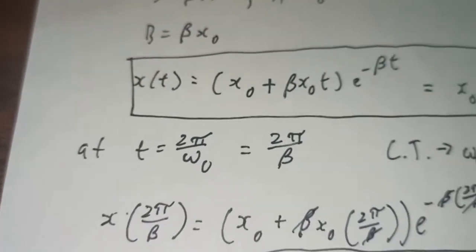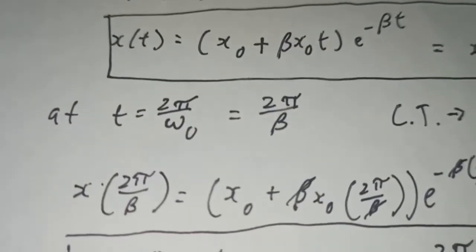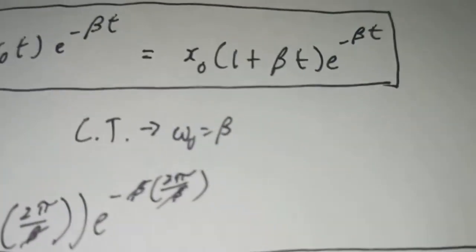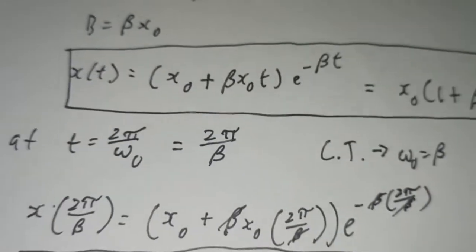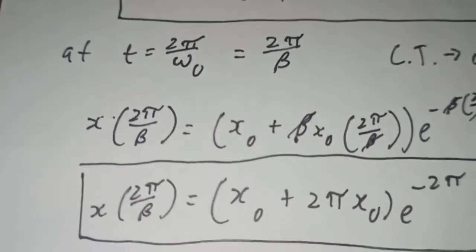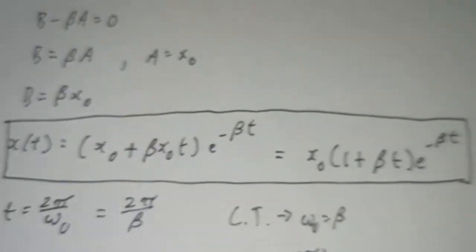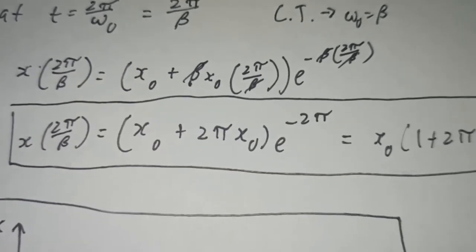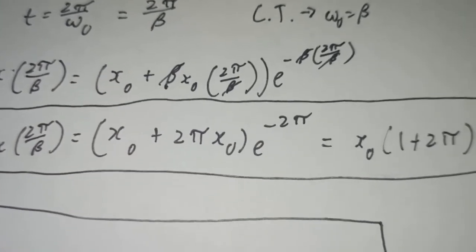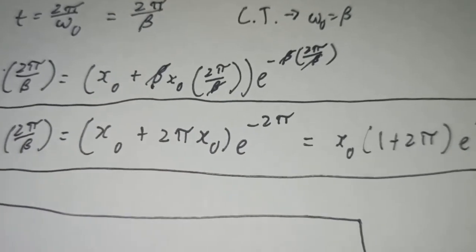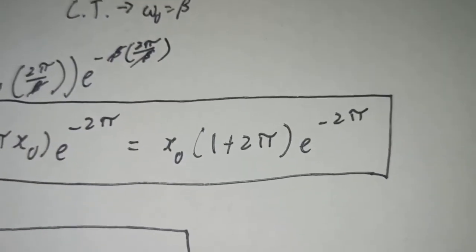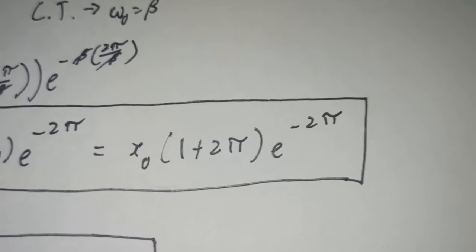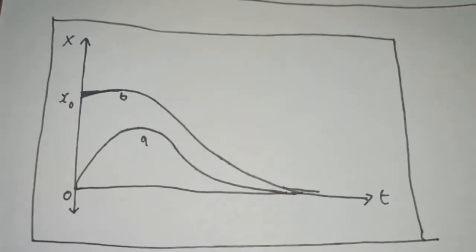And at t equal to 2 pi over w0, we know that since this is a critically damped motion, w0 is equal to beta, and so we get 2 pi over beta, and we substitute that into these equations, and then we get this: x of 2 pi over beta is equal to x sub 0 plus 2 pi x sub 0 times e raised to negative 2 pi, or x sub 0 times quantity 1 plus 2 pi times e raised to negative 2 pi. And then this is the graph of both a and b.